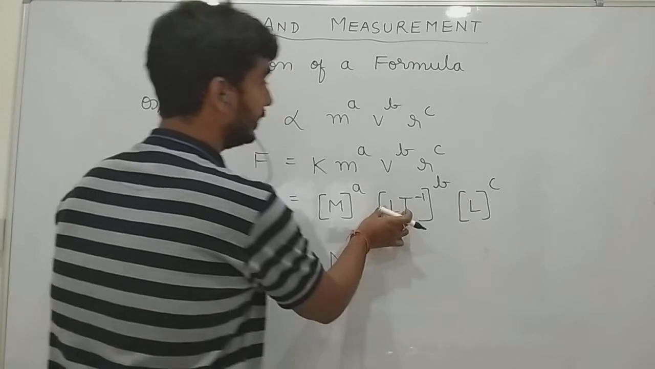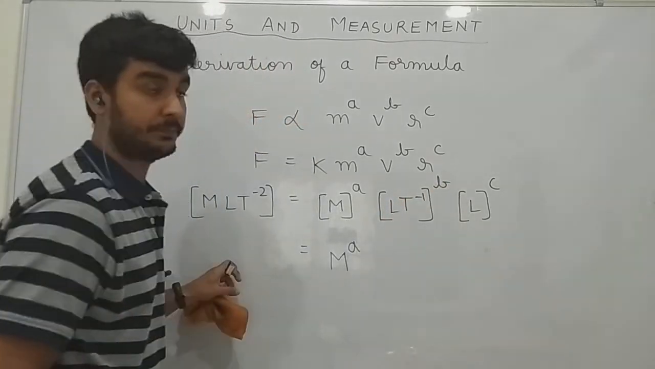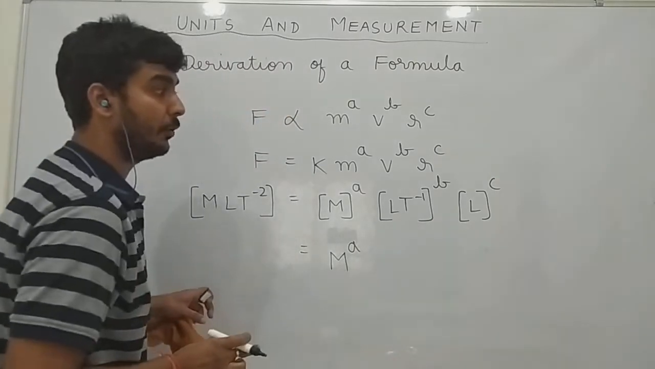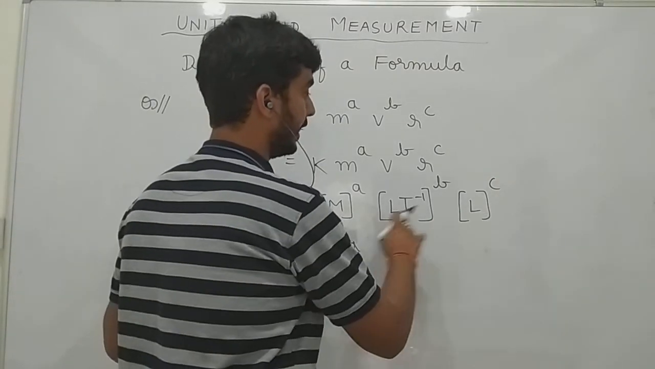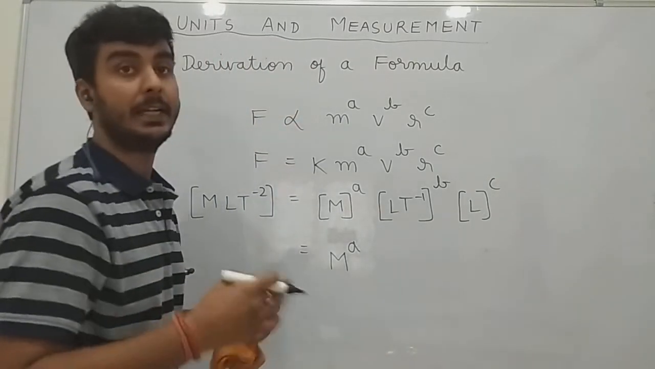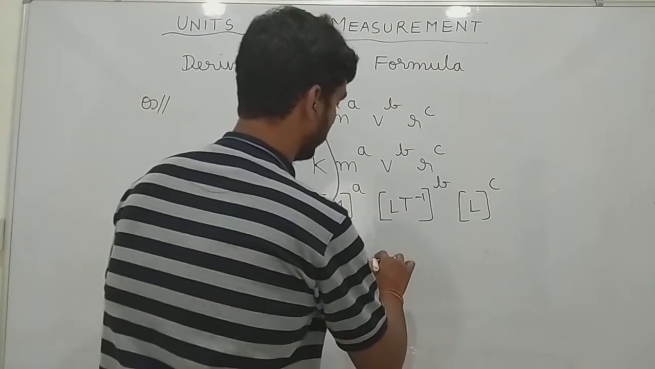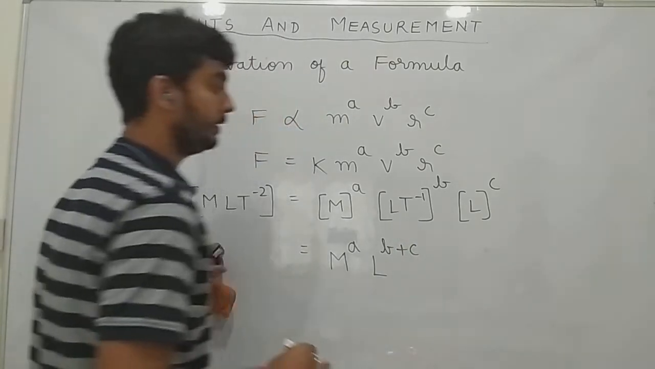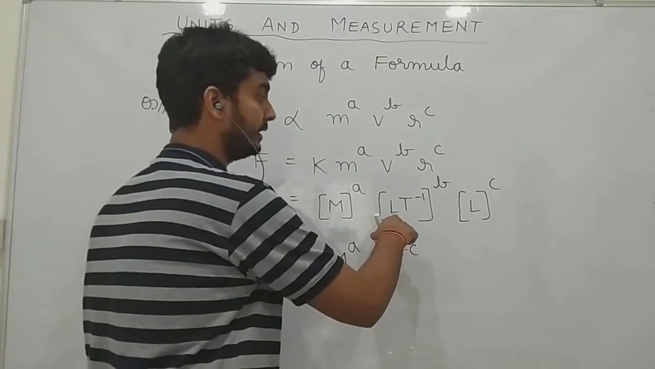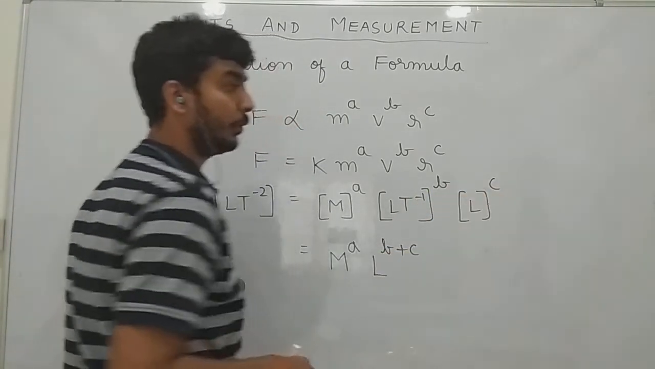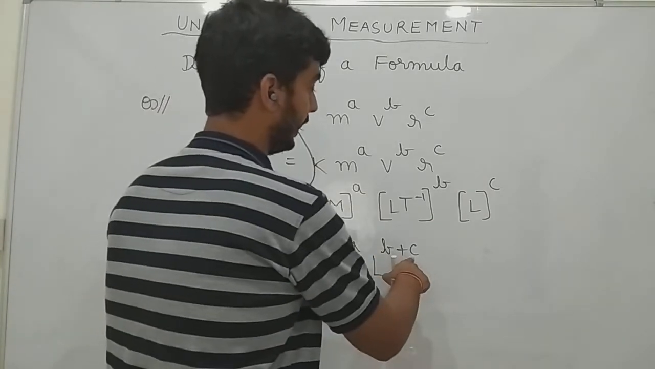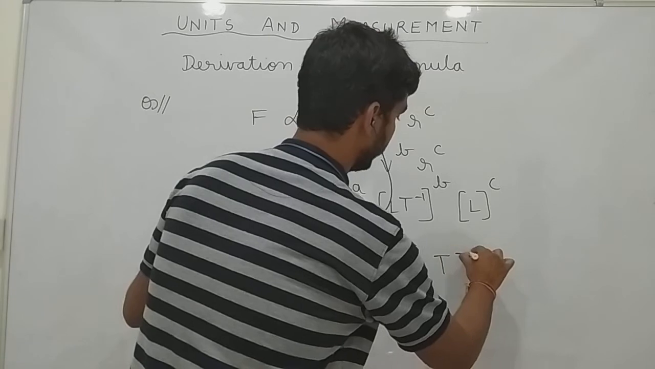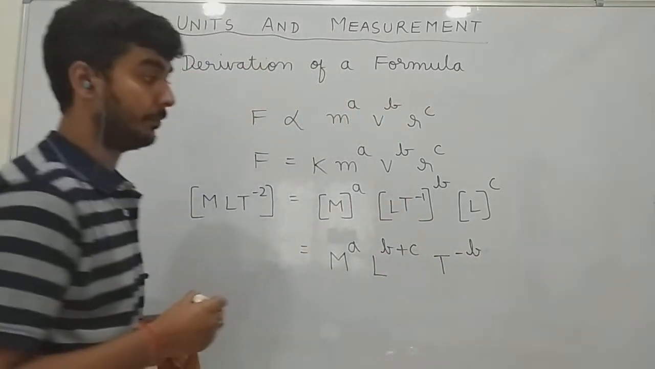Now length is having power B, and here also length is present and it is having power C. So if bases are same, we can simply add the exponents or power. So L will have power what? B plus C, because here L is having power B, here L is having power C. So power of L is B plus C. Now power of time will be minus B, as there is only one time.